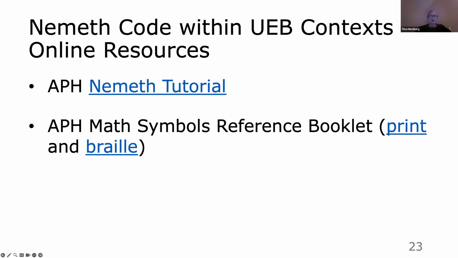APH, we talked about earlier about their reference booklets. So when you order these, you actually get both the Nemeth as well as the UEB Math Science all in like one booklet kit. They're available in print and Braille as well.